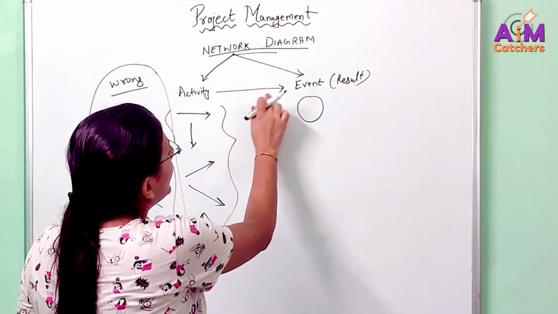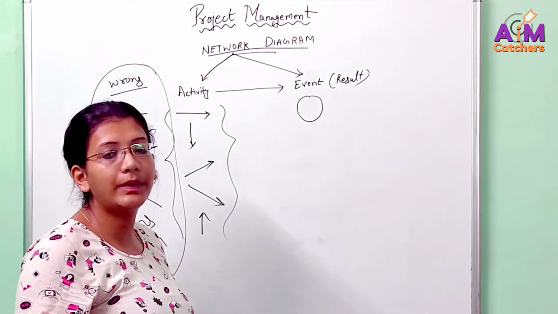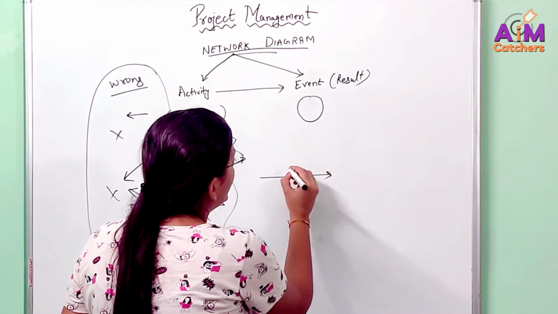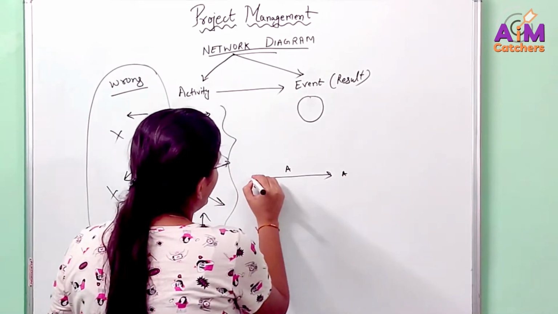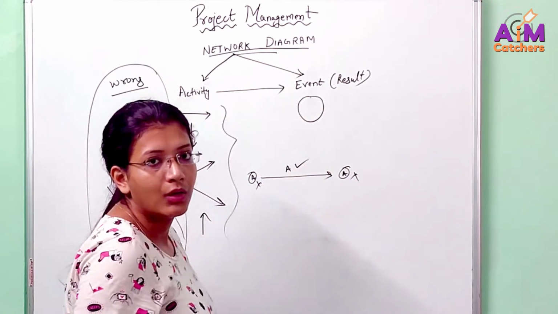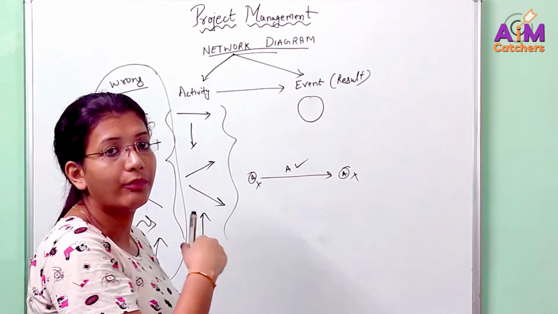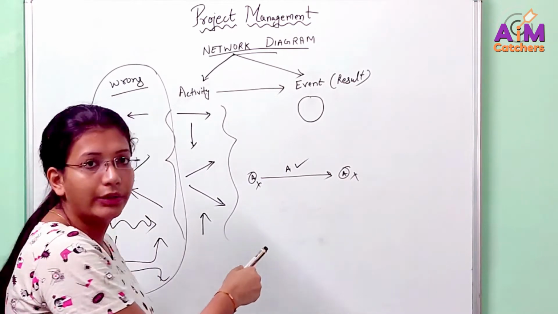Whenever you make a line to represent any activity, the name of the activity will always be written above the arrow. So if this represents activity A, then write A above it. You never write A here or A here. This is wrong. This is correct. The name of the activity will always come above the arrow representing that activity, not after or before the arrow. This is another rule.